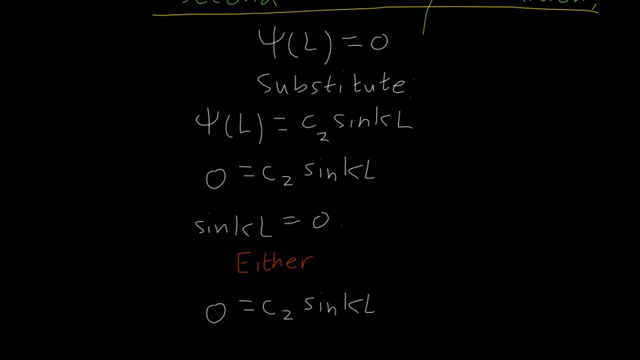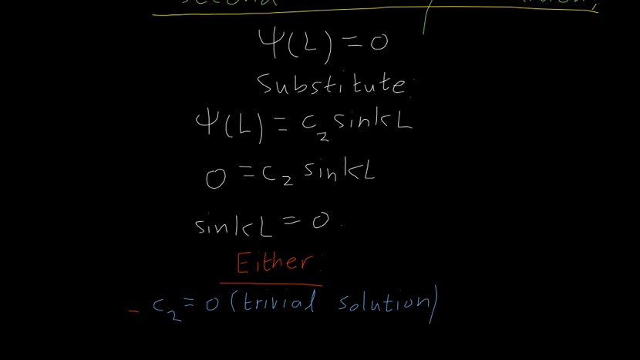Okay, so either you're going to have the following. Either C2 is equal to 0, which gives us a trivial solution. That makes you understand what I mean by C2 being 0. That means that it's a trivial solution, right? Okay, so I have that.